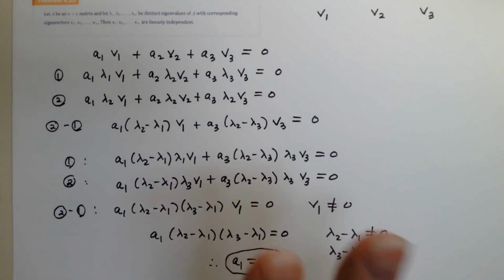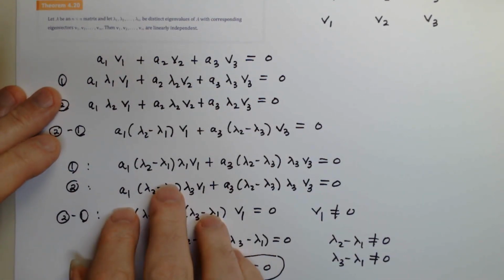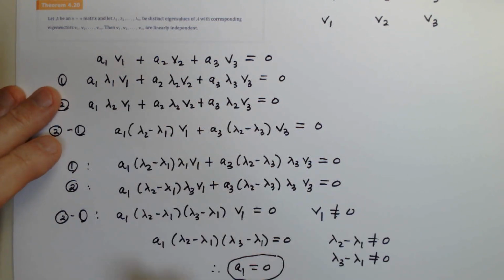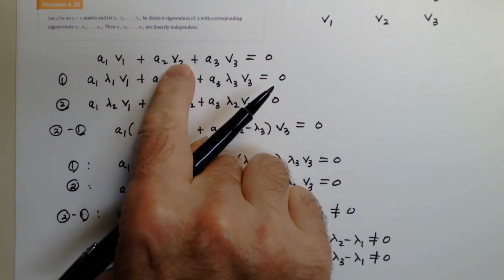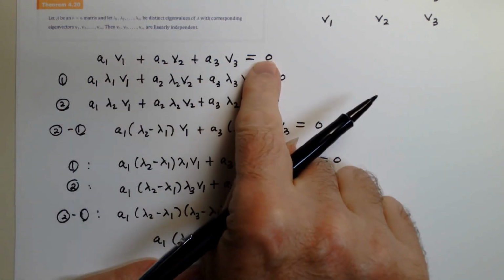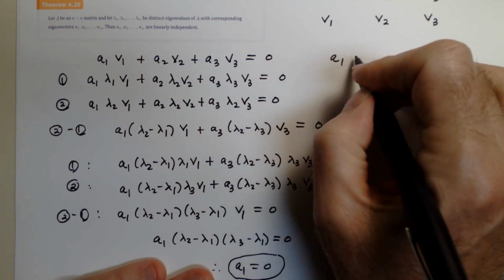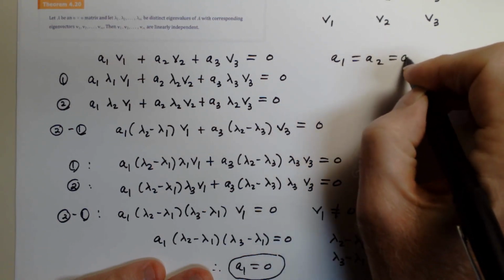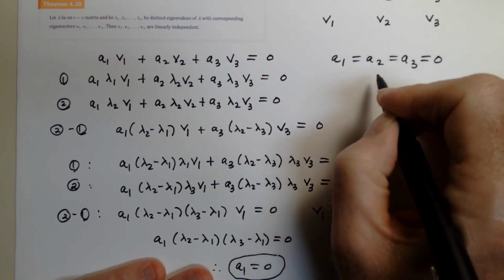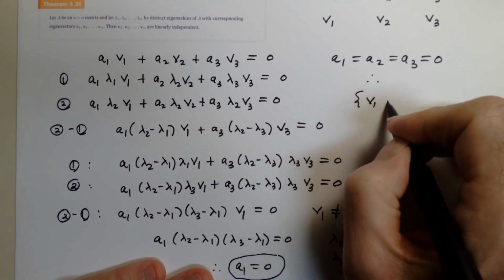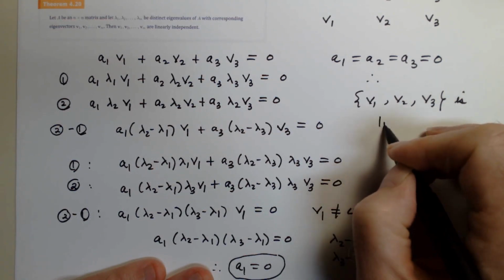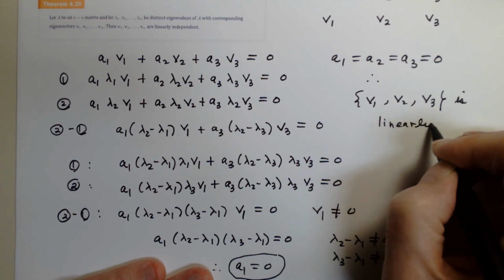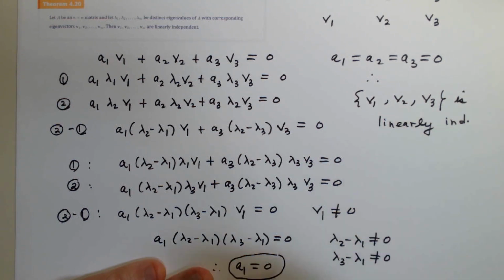Now, making the obvious changes, you can go through the same argument again and show that we must conclude that A2 is equal to 0 and that A3 is equal to 0. So what we're forced to conclude is that if we want to use V1, V2, and V3 to produce the 0 vector, we're forced to use A1 equals A2 equals A3 equals 0, and therefore the collection V1, V2, and V3 is linearly independent. And that's what we wanted to show.